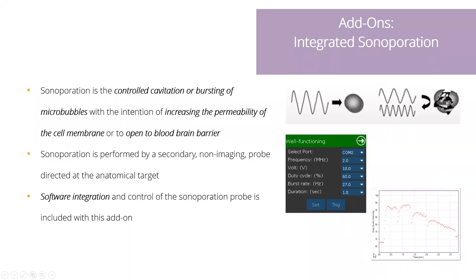And so this is just simply an example of the contrast signal over time in a specific region of interest. And we can see these dips, and this is going to be the area where the sonoporation probe was pulsed to cause cavitation of the microbubbles and therefore destroy the microbubbles and decrease that signal intensity from them.